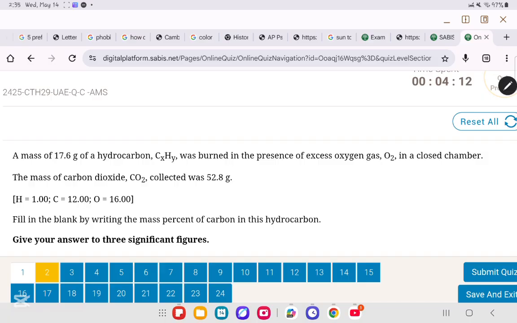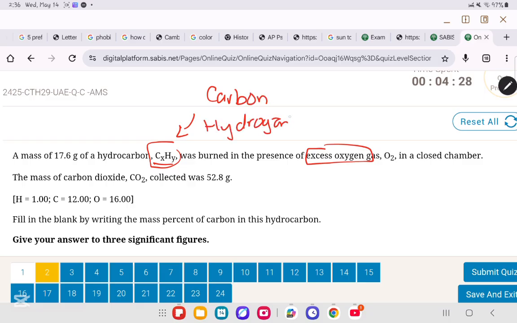The first step is we need to read clearly and we need to see which one is the limiting reagent. They said this was burnt in the presence of excess oxygen. If this is the case, that means all of the carbon and all of the hydrogen is used up. That also means the carbon in the reactants is equal to the carbon of the products. So if you find the mass of carbon in the products, it's going to be the same as the mass of carbon in the reactants.